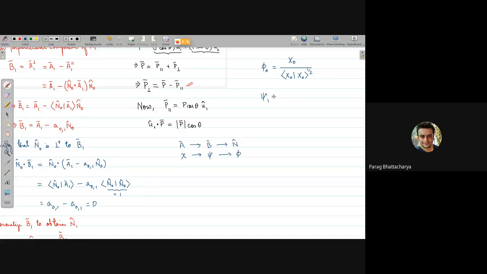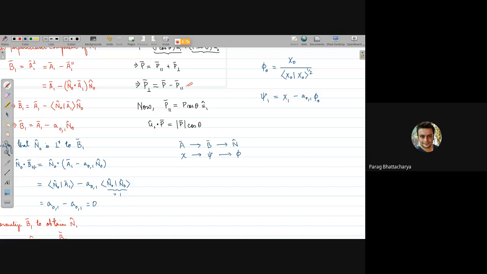This is equal to a1. Instead of a I'm using chi, so chi1 minus a01. We'll leave that as it is because they're just constants. A01, and then we have n0. What is n0? N0 is nothing but phi naught. Okay, so this is what we have.